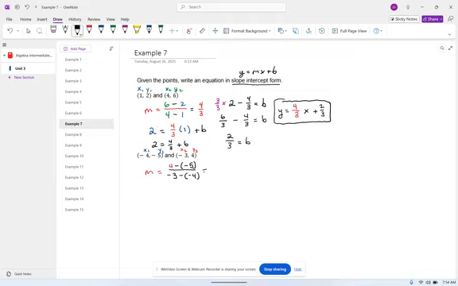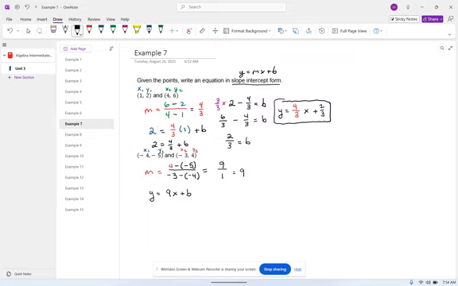And again, if you're not great with double negatives and all that stuff, just use Desmos. Make sure you have enough negatives in there. But 4 minus negative 5 is the same as 4 plus 5, which is 9. And then negative 3 minus negative 4 is the same as negative 3 plus 4, which is just positive 1. So our slope is 9. So we'll come back here. y equals 9x plus b.